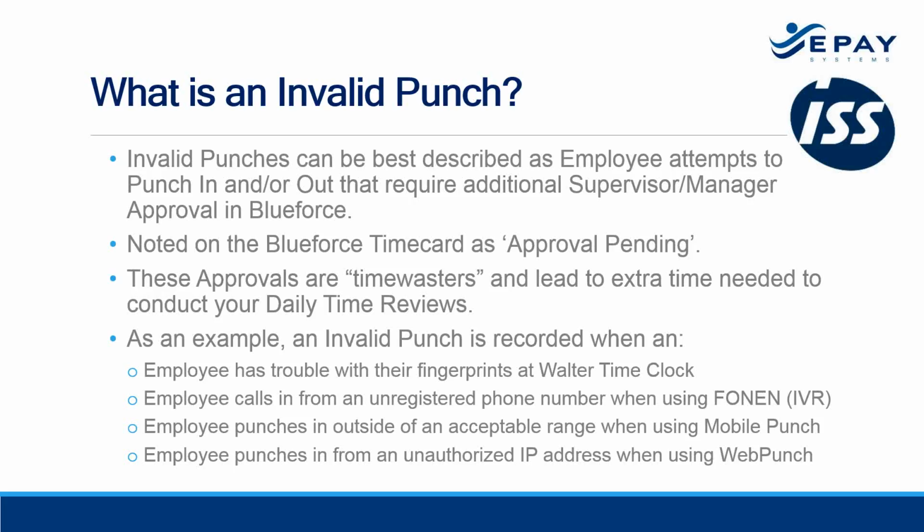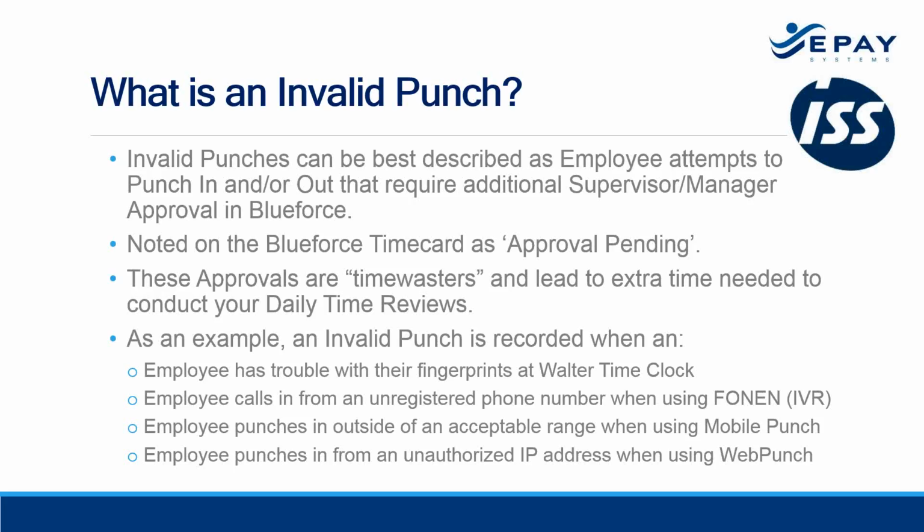And then lastly, we can also set up unauthorized IP addresses for WebPunch. So if you log in from an IP address on the computer, for those using WebPunch, that's not quote unquote authorized, then a little note is sent to the supervisor as well on the time card that says approval pending. So these are just some examples of what exactly an invalid punch is.